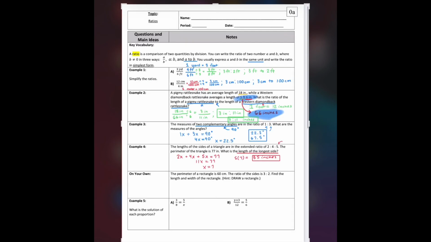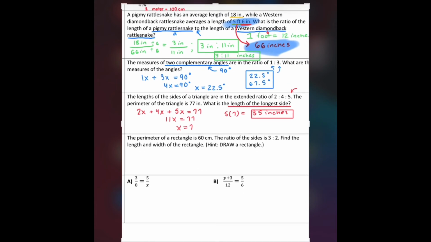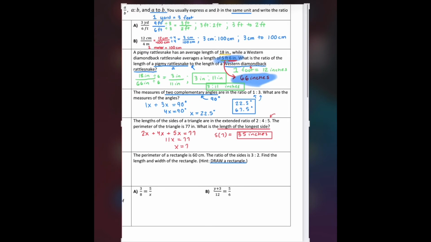So for the on your own, go ahead and pause the video and come back when you're ready after you've tried the on your own problem. The perimeter of a rectangle is 60 centimeters, and the ratio of the sides is 3:2. Find the length and width of the rectangle, and the hint says draw the rectangle. So we're going to go ahead and draw the rectangle, and we're going to think of the properties we know to be true about rectangles from our previous knowledge of geometry.